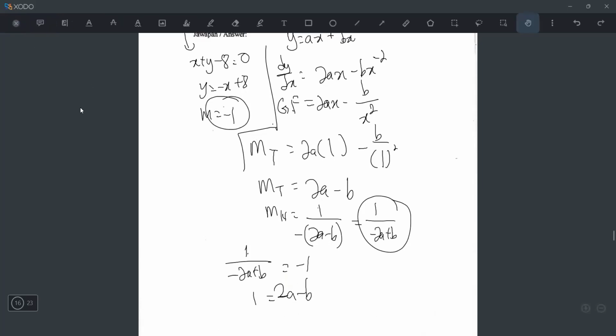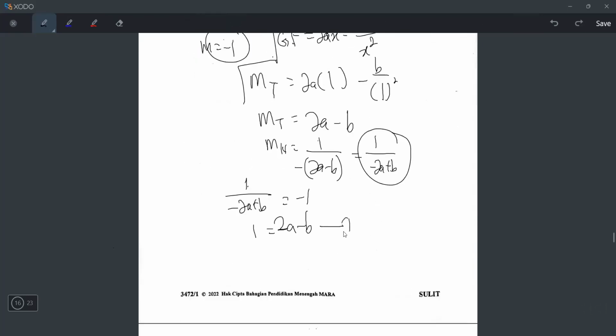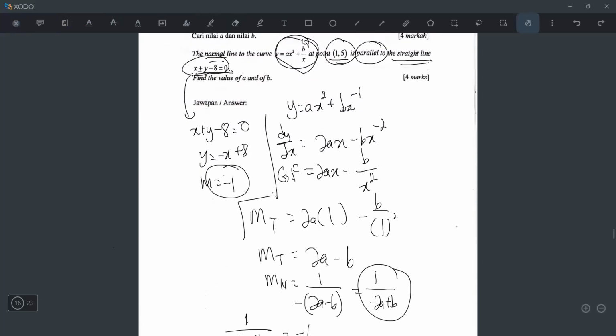Okay, but what they want, I forgot already. Find the value of a and b. Okay, it means I can't do anything from here already. This is the first equation. So how to get the second equation? Do you remember they say the normal line of this curve is at this point? So you need to know something.